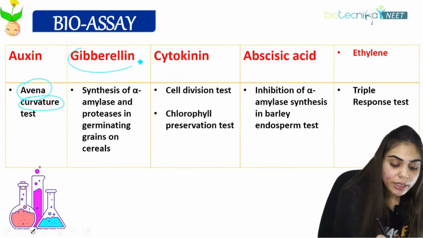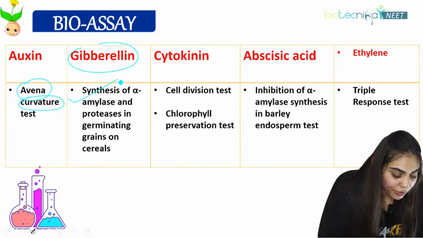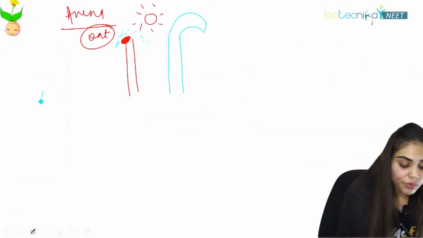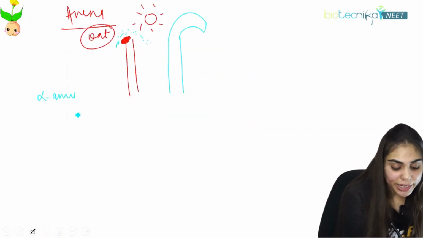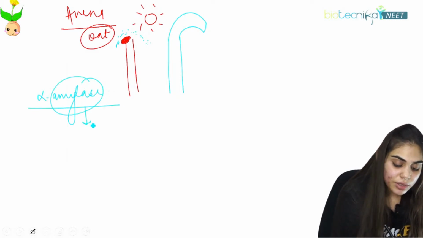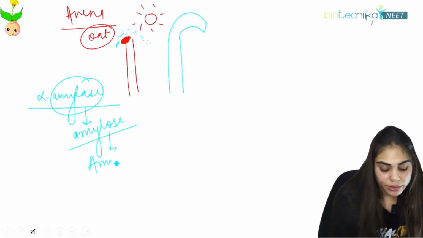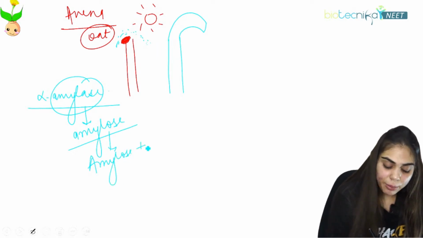For gibberellin, it is the synthesis of alpha amylase and proteases in germinating cereal grains. What is alpha amylase? Alpha amylase is an enzyme known to break down amylose, the branching unit of starch. So starch is formed by amylose plus amylopectin.